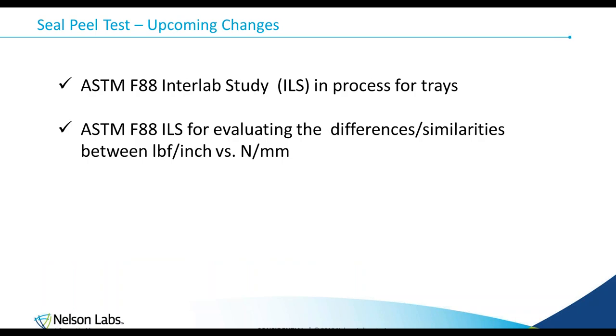Some upcoming changes: an ASTM F88 interlab study is in process for trays, so a separate test method will be used for trays and pouches. And also ASTM is looking at differences and similarities between units of pounds per inch or newtons per millimeter.